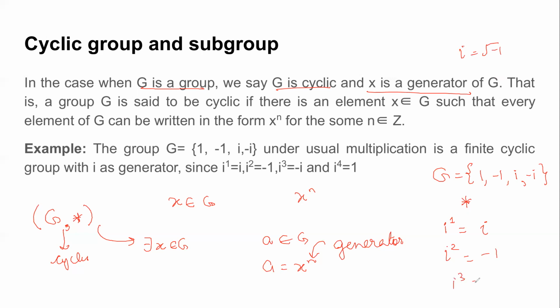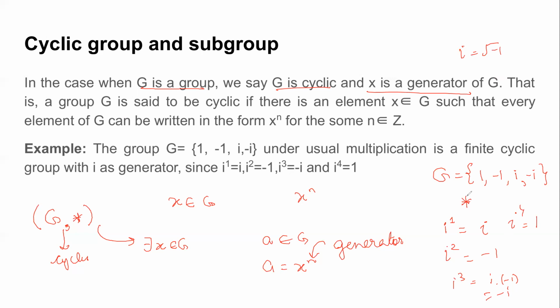If you do i cubed, it is i into minus 1, which is minus i, right? And if you do i to the power 4, you have minus 1 into minus 1, which is 1. So you can see all the elements of this set can be generated from i, right? So in this case, we say that the group is cyclic.